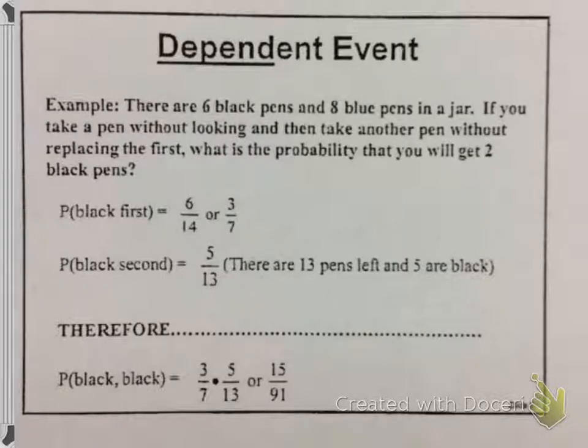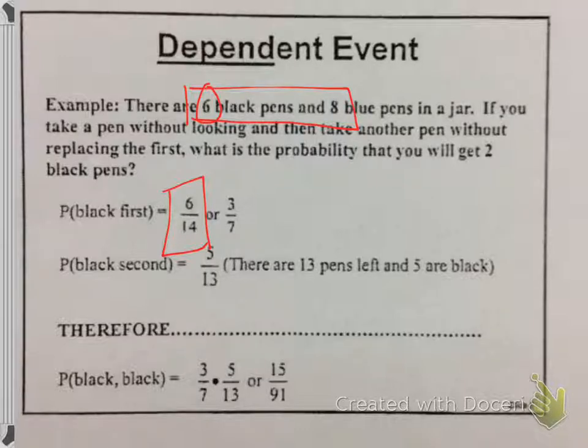So here's an example of a dependent event. There are 6 black pens and 8 blue pens in a jar. If you take a pen without looking and then take another pen without replacing the first, what is the probability that you will get 2 black pens? Well, the first time you pull it out, you would have 6 out of a total of 14 because the 8 and the 6 add together to be 14. So you would have a probability of 3/7.